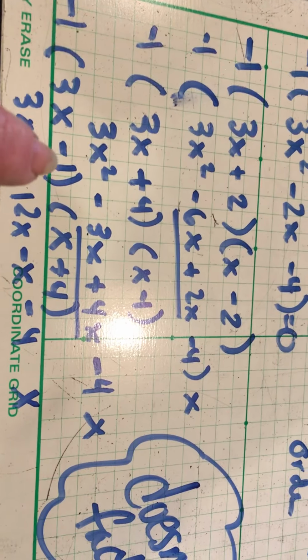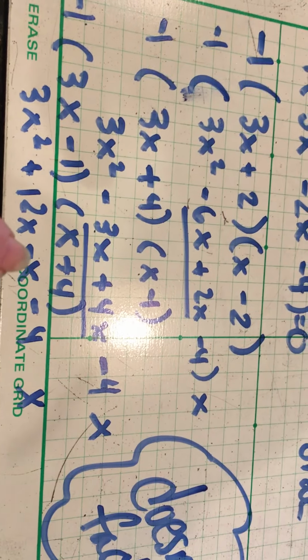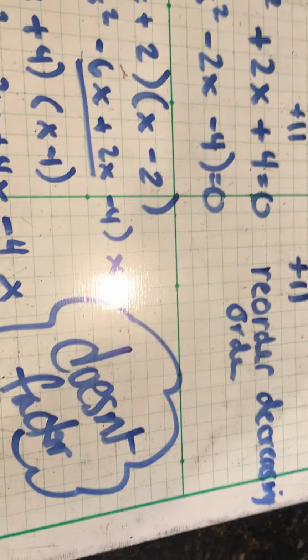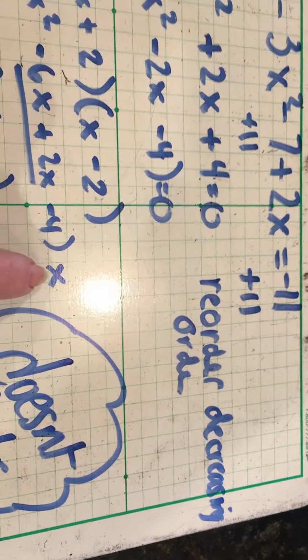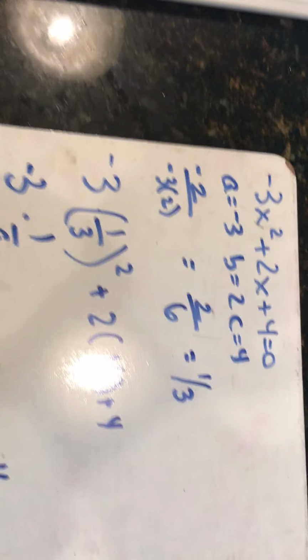I tried 3x minus 1 and x plus 4, and that got me 11x. So you can see my x is out here to the side. Didn't work. Didn't work. Didn't work. Doesn't factor. Okay? So when it doesn't factor, then you've got to find the vertex.